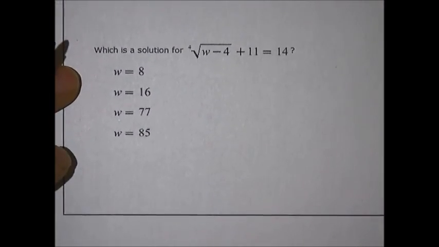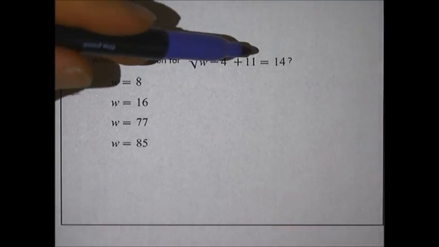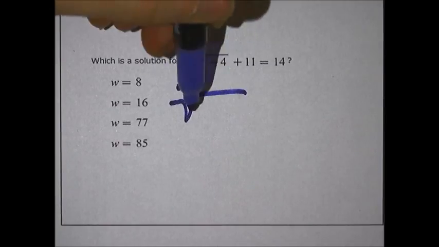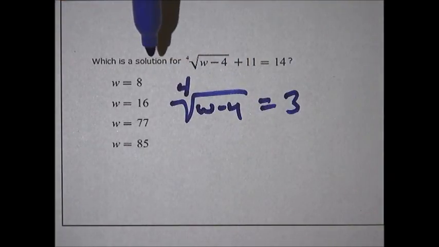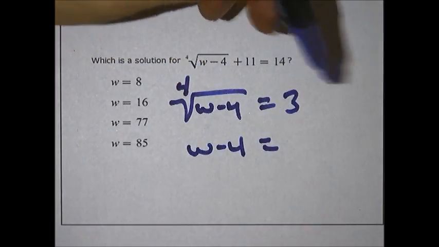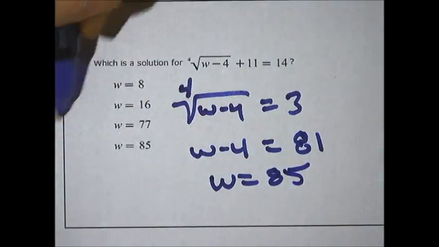Which is a solution for the following? It's the fourth root of that plus 11. First thing I want to do is subtract the 11. Now I have the fourth root of w minus 4 is equal to 3. Raise both sides to the fourth. So w minus 4 is equal to 3 to the fourth, which is 81. Add your 4, 85.